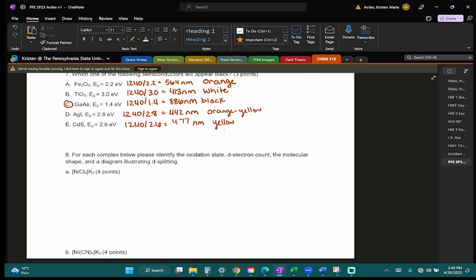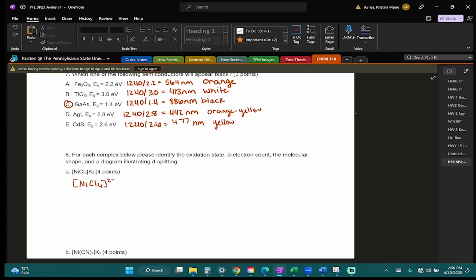What are my counter ions here? Anything outside the brackets are counter ions. They're put there to balance out our charge. So here I have 2 potassiums. Each potassium has a +1 charge. So what is the charge of my complex then? 2 minus. So I have this NiCl4, 2 minus.